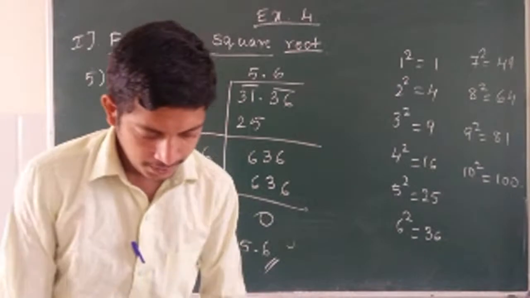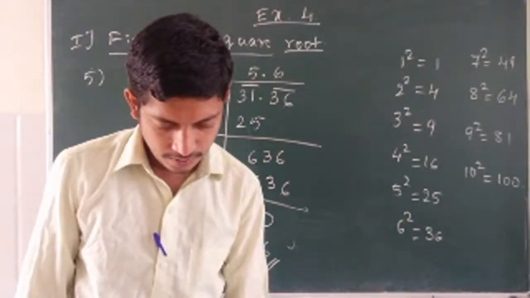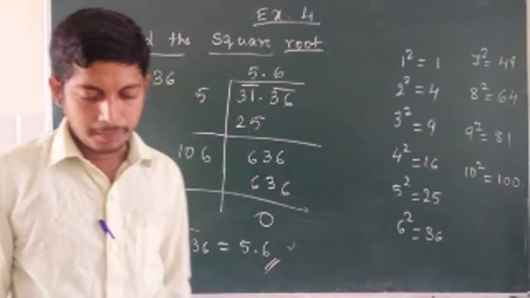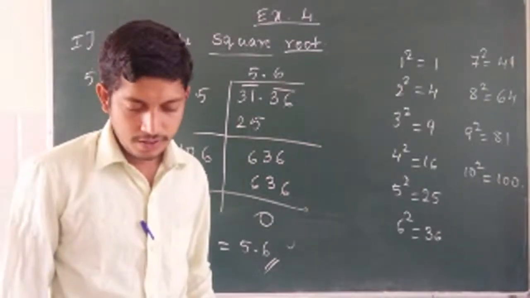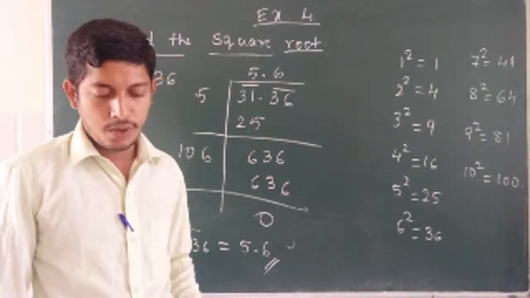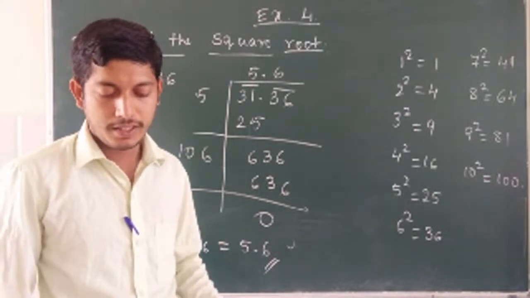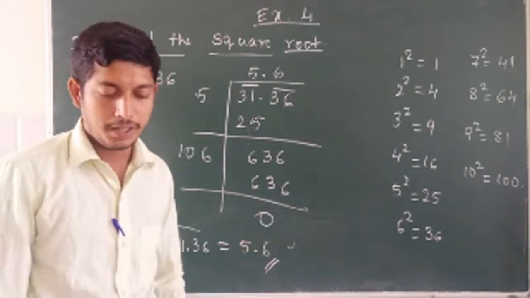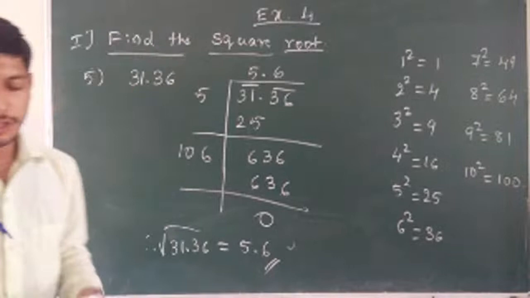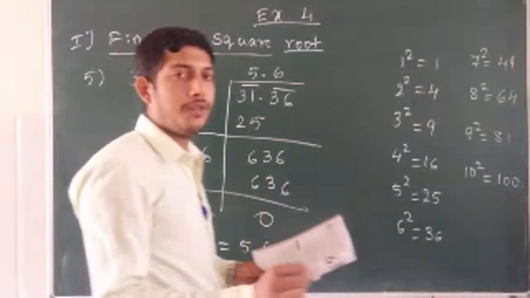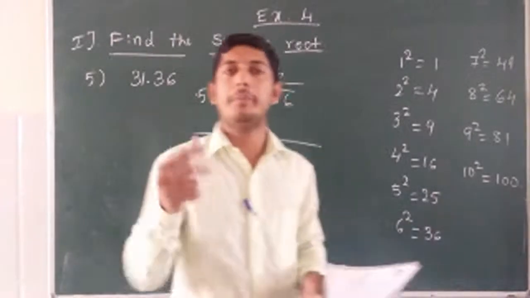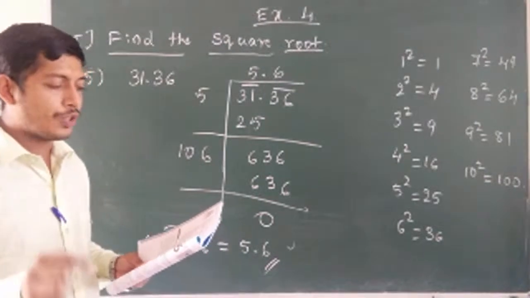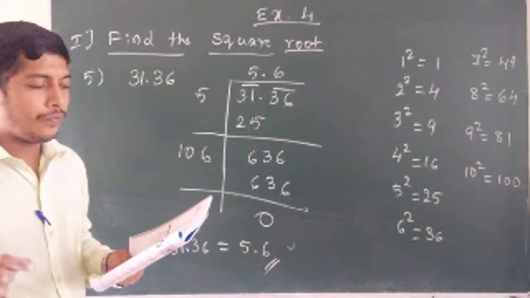Now I will solve another one. Find the least number which must be subtracted from each of the following numbers so as to get a perfect square. Also find the square root of the perfect square so obtained. So listen carefully. Find the least number which must be subtracted from each of the following numbers. The numbers are given and we have to find which number we have to subtract from the given number to get the perfect square. And next also find the square root of the perfect square so obtained.